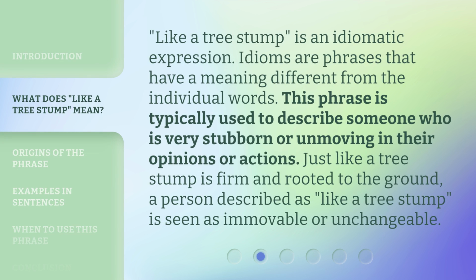Like a tree stump is an idiomatic expression. Idioms are phrases that have a meaning different from the individual words. This phrase is typically used to describe someone who is very stubborn or unmoving in their opinions or actions. Just like a tree stump is firm and rooted to the ground, a person described as like a tree stump is seen as immovable or unchangeable.